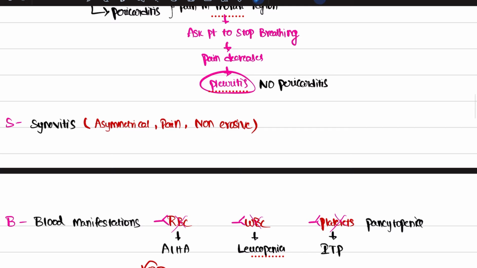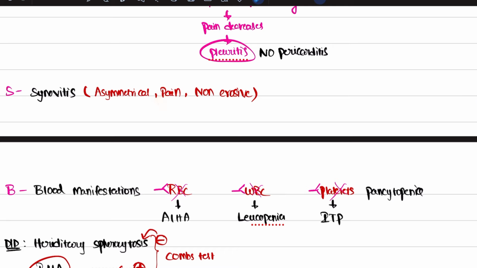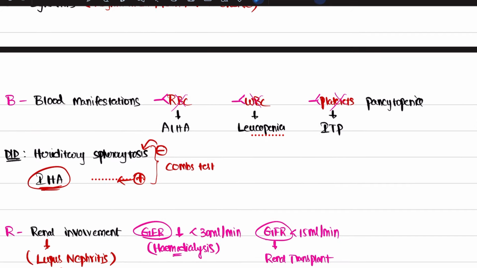After that, there is one more S, which is synovitis. It basically affects the joints, but it does not affect both joints; it only affects one side. That's why I have written it as asymmetrical. Remember this: asymmetrical pain in the joints, and this is non-erosive. Remember this point as well. No erosions will be seen. We finished with PAS, and next we are coming to the B. B is for blood manifestations. It causes pancytopenia.